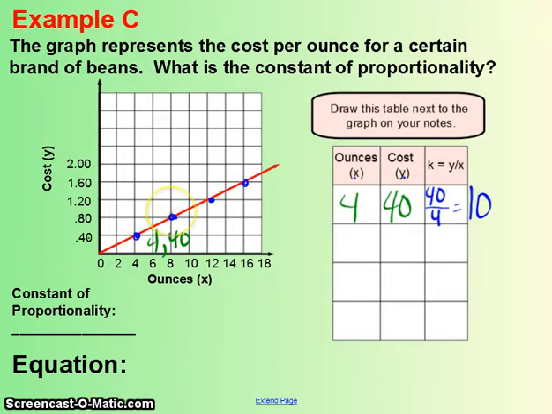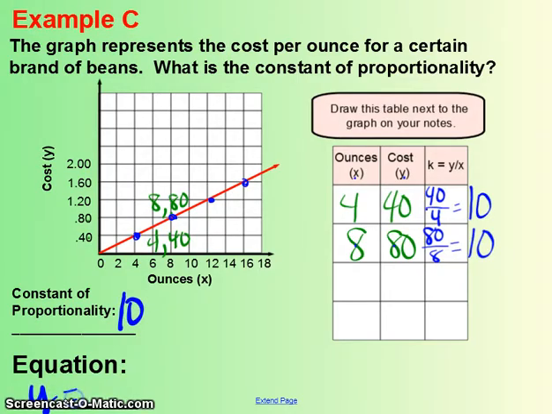Okay, let's do another point. Let's see here. It's 8 comma 80. Okay, so let's plug in our x and our y. Okay, to find our constant, we got to do y divided by x. So 80 divided by 8. Again, this is a pretty easy one. 80 divided by 8 is going to give me 10. So my constant of proportionality is going to be 10. And then let's write our equation. y equals 10x.